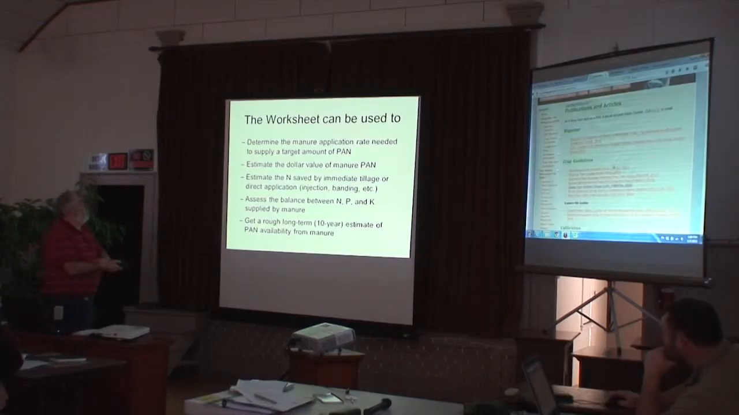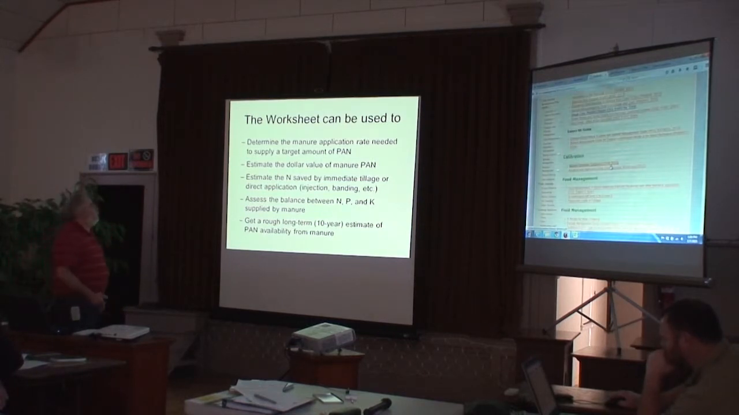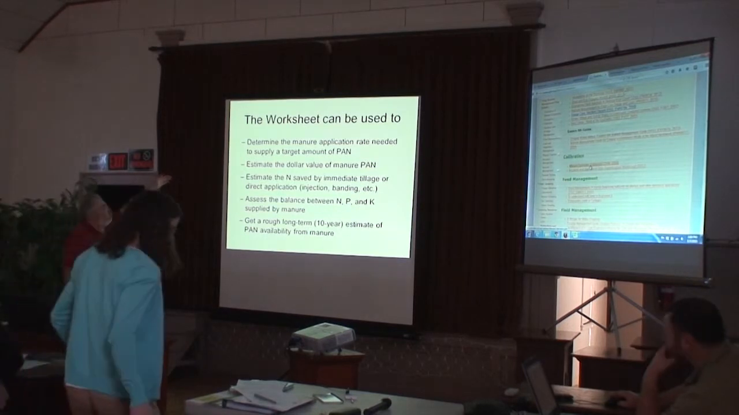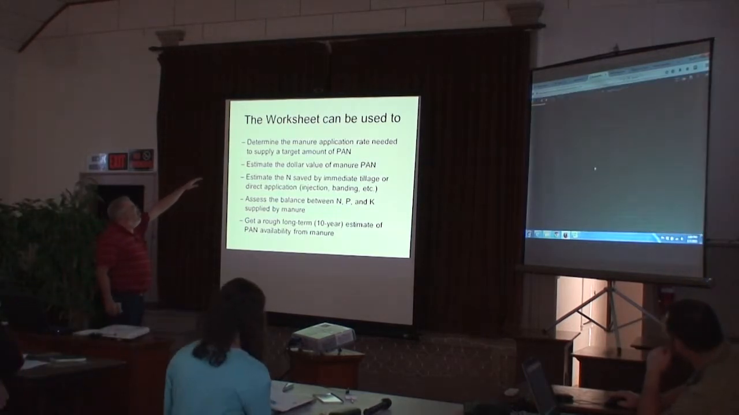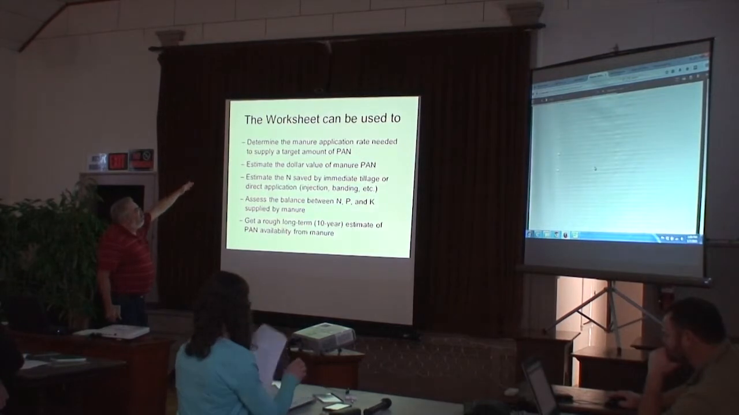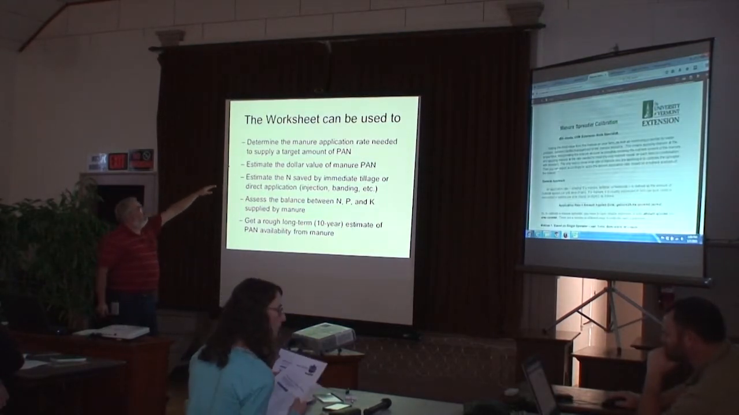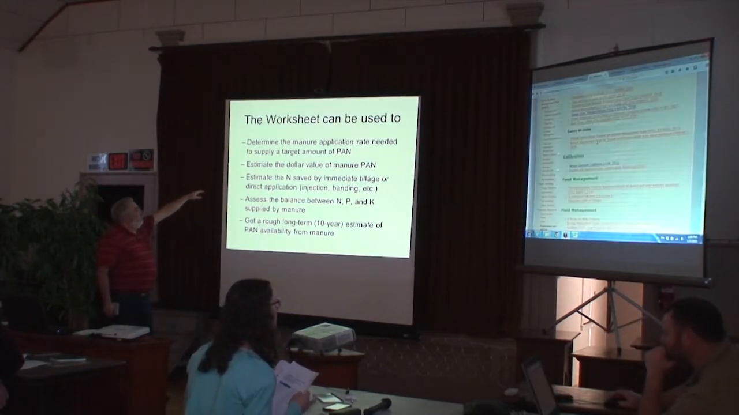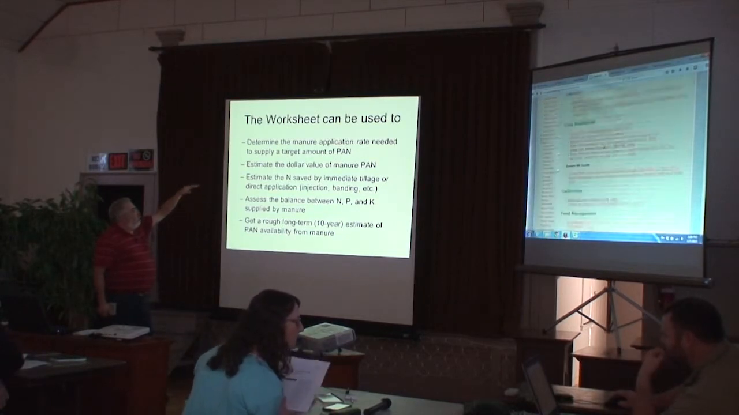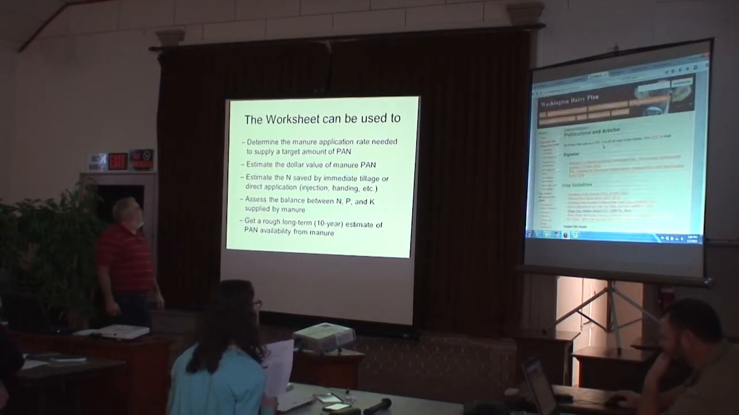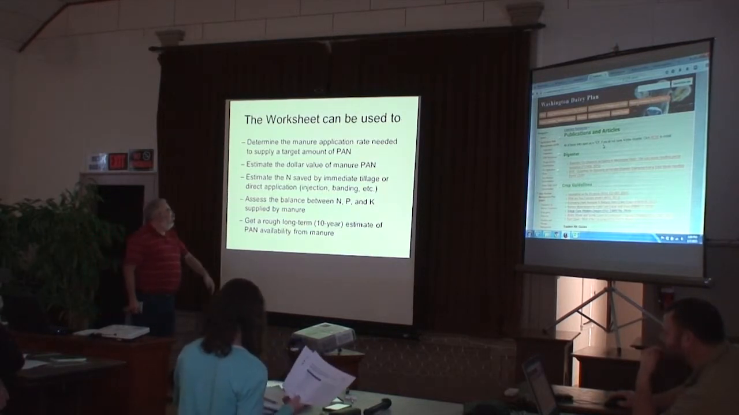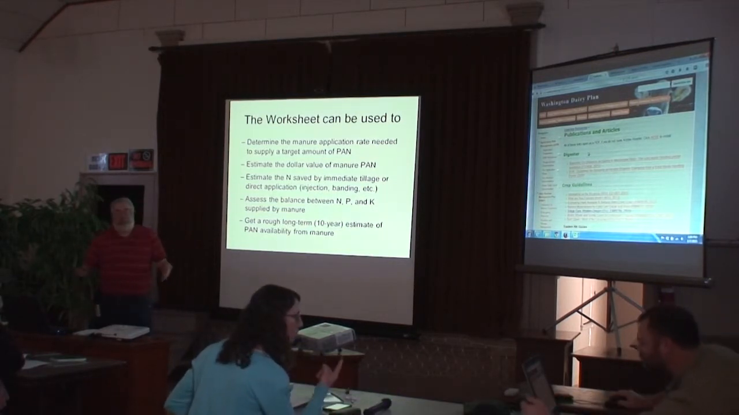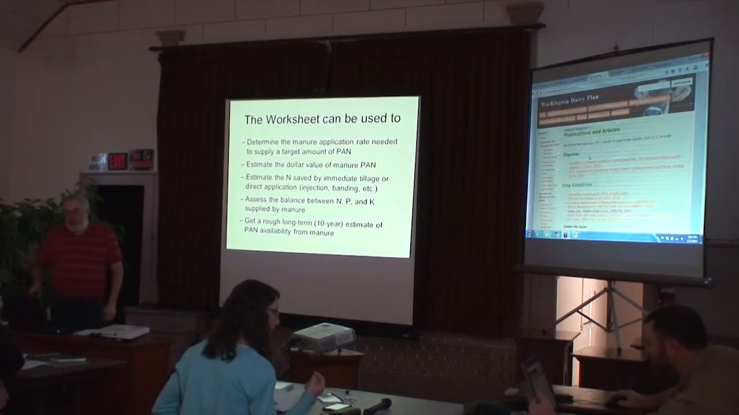Okay, so the worksheet that's in here, when you look at it, we'll get to it in a little bit. It's used for determining manure application rates needed to supply a specific amount of plant available nitrogen. It can be used to estimate the dollar value from manure plant available N, and estimate N saved by tillage or direct application. Also, it can assess the balance between N, P, and K supplied by manure, which will tell you sort of how you want to do things.